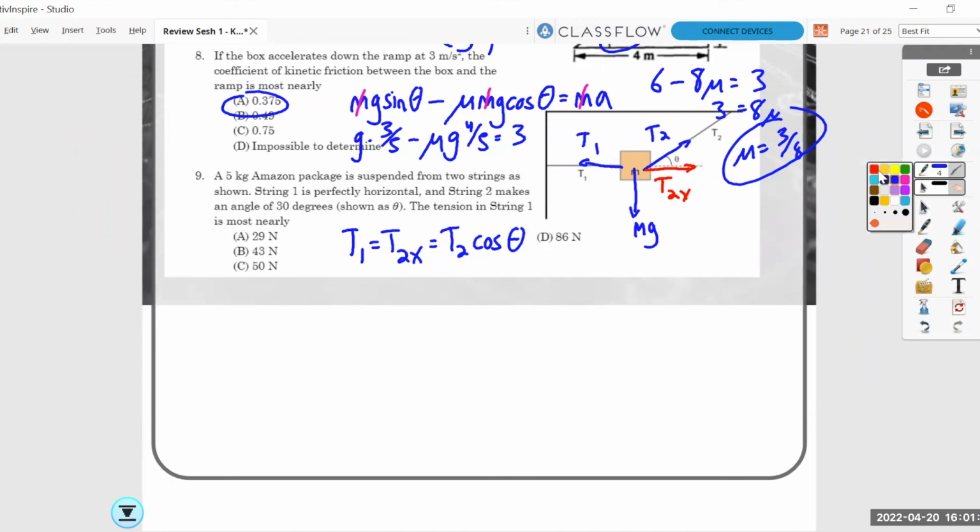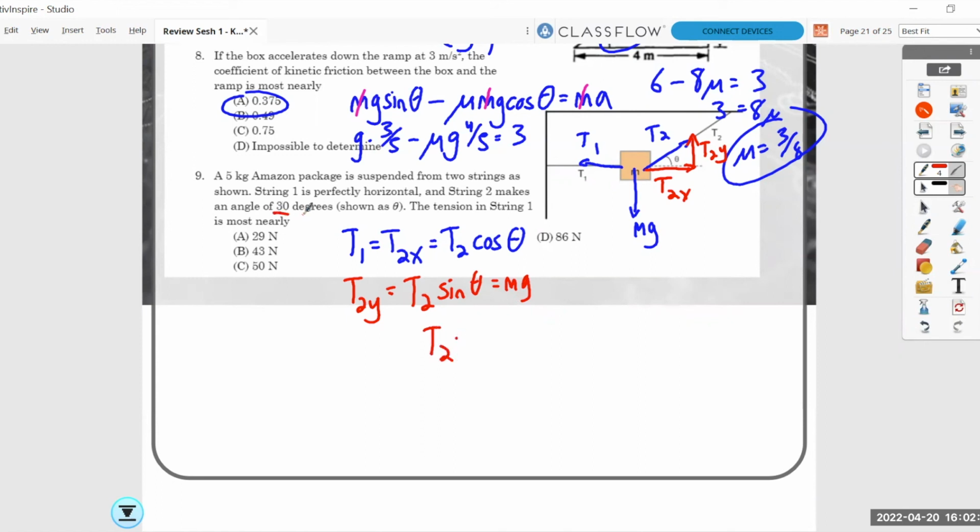T2 has a second component, which is this y component, T2y. And in this case, T2y has to balance out. What does it have to balance out? It has to balance out gravity. All right, and so here's how we're going to do this. We're going to work backwards. We're going to say that whatever my tension in that string T2 is times the sine of my angle.